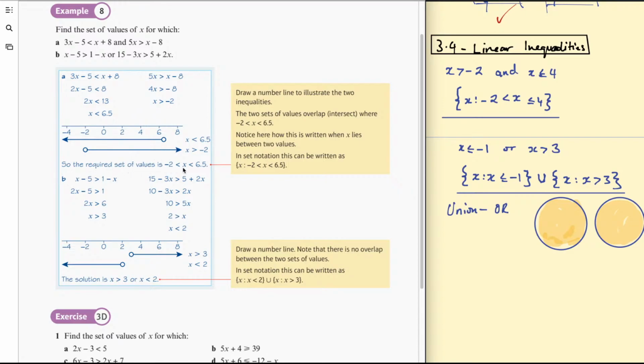So here they give the answer as x between -2 and 6.5. There they're not using the set notation, but they say in this note here, in set notation, this can be written as x colon x between -2 and 6.5. So basically, the only difference between the inequality and the set notation is they're just adding the brackets around it and the x and the colon.